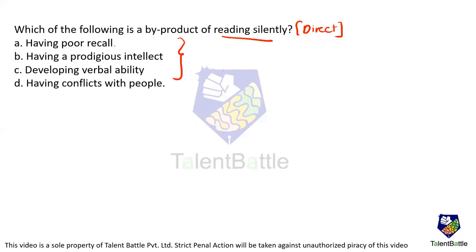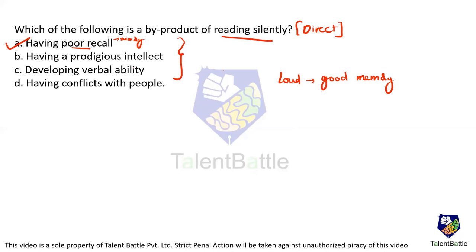So the one which is there, he's having a poor recall, that is, having poor memory. Why? Because look, having a great memory comes with what? With loud reading. So with loud reading, I can have good memory power, good recall. But the byproduct of reading silently is having a poor recall. So definitely this must be the option.